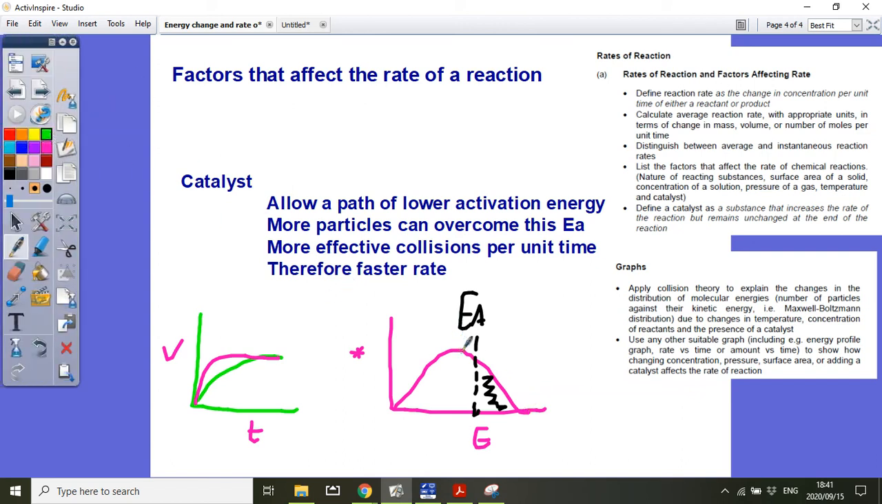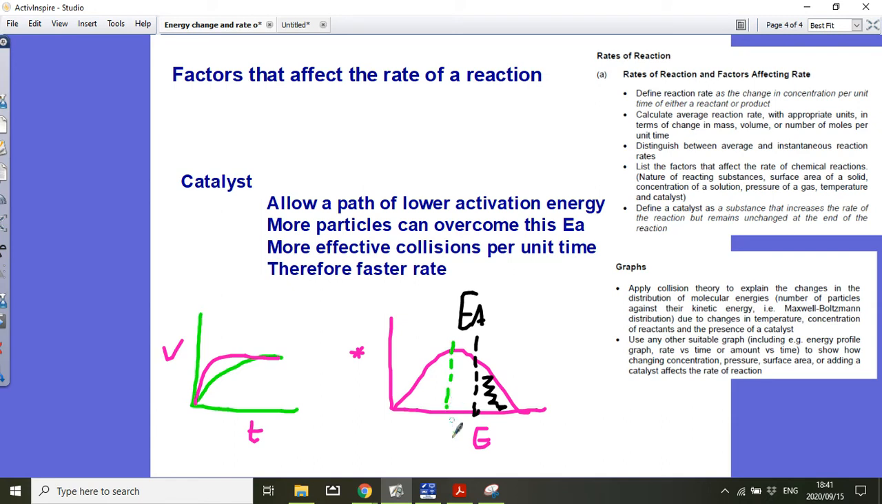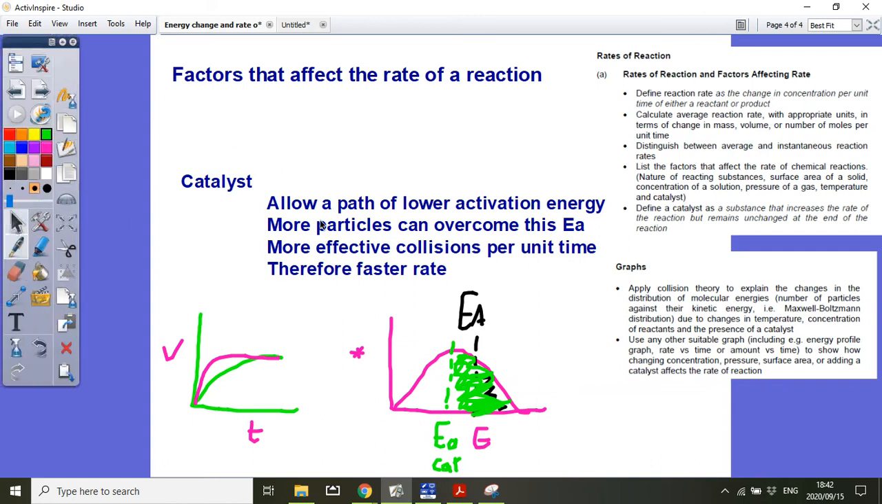All I'm doing is I'm allowing a path of lower activation energy. So this will be the activation energy with a catalyst. So that means these particles here can also now have a successful collision. So all these particles can now overcome the activation energy, and therefore there will be a faster rate because there's more successful collisions per unit time. Okay, and that is a catalyst.